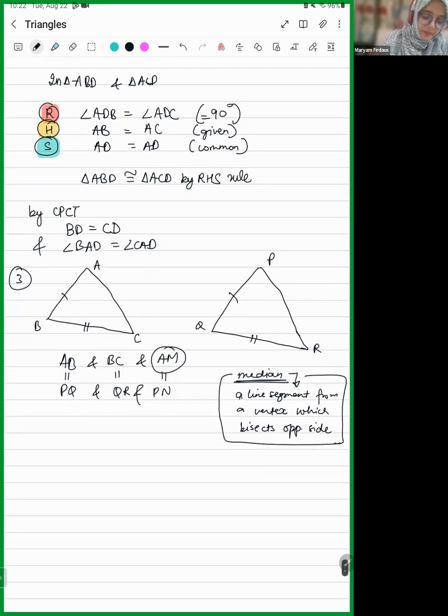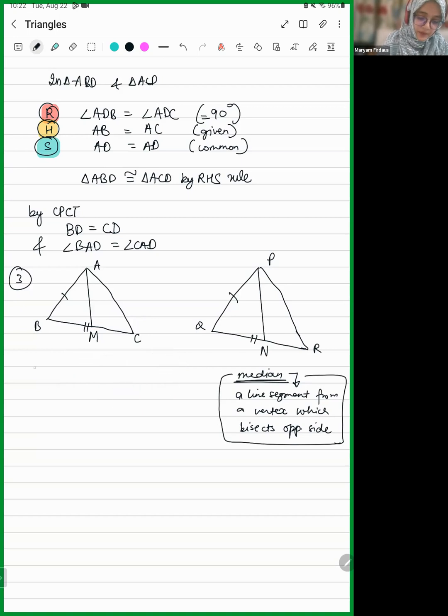Okay, so AM is a median of triangle ABC and PN is a median of triangle PQR. So let's write what all is given.